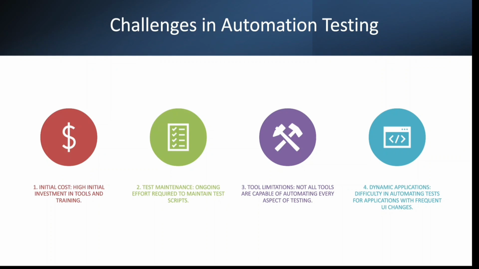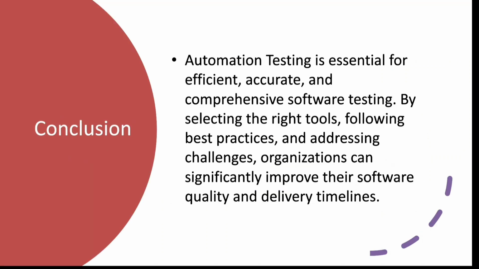Then we have dynamic applications where our locators and XPaths change with each and every release. With those kinds of dynamic applications we have some difficulties, and we need to deal with them. Okay, so those are the challenges in automation testing.